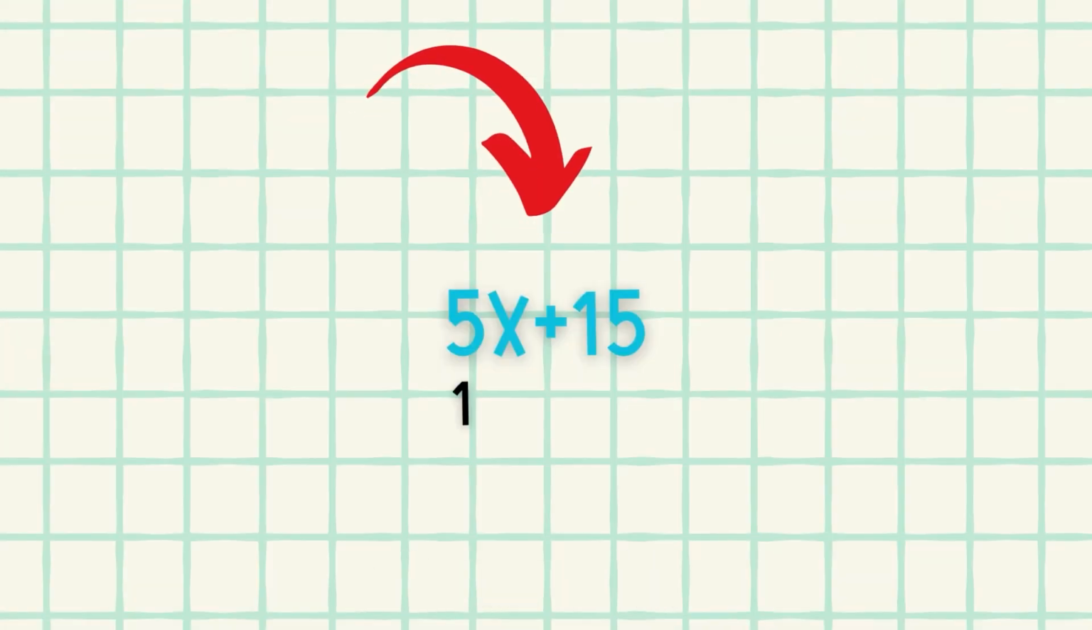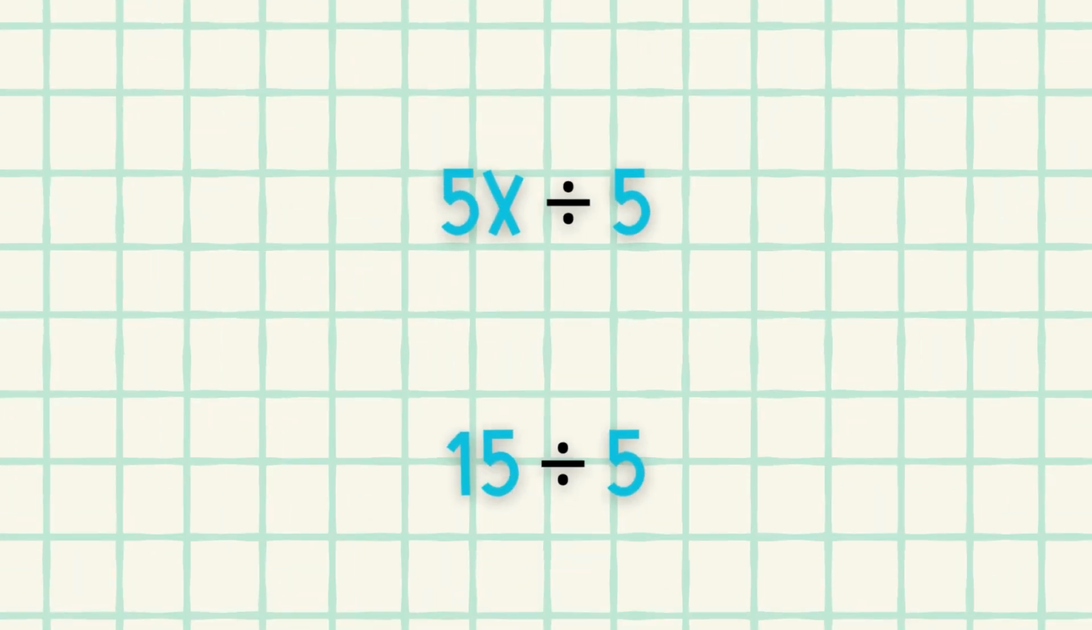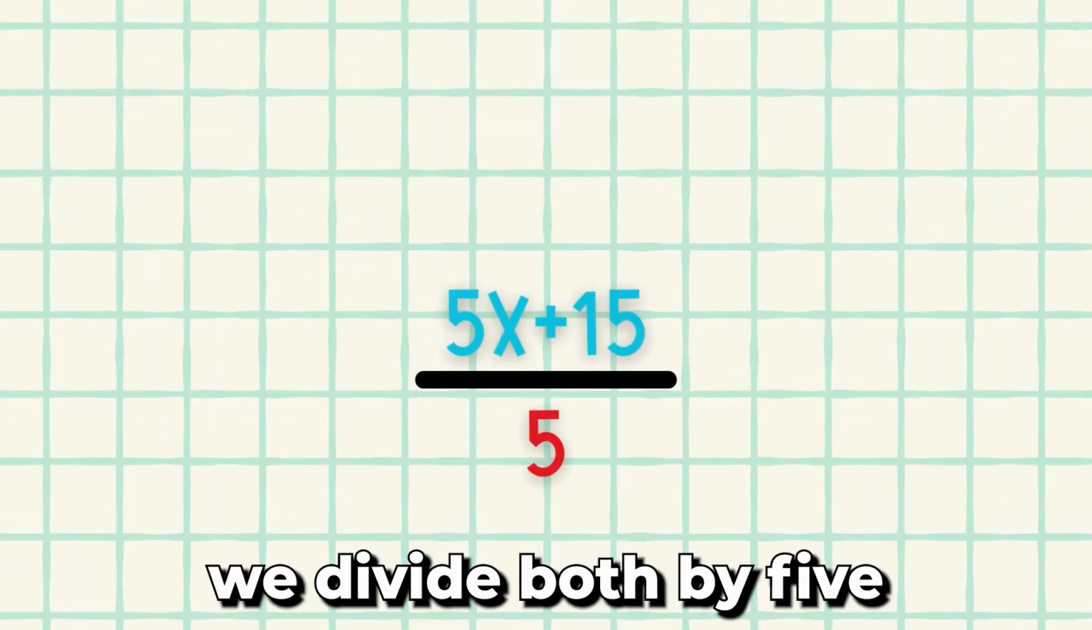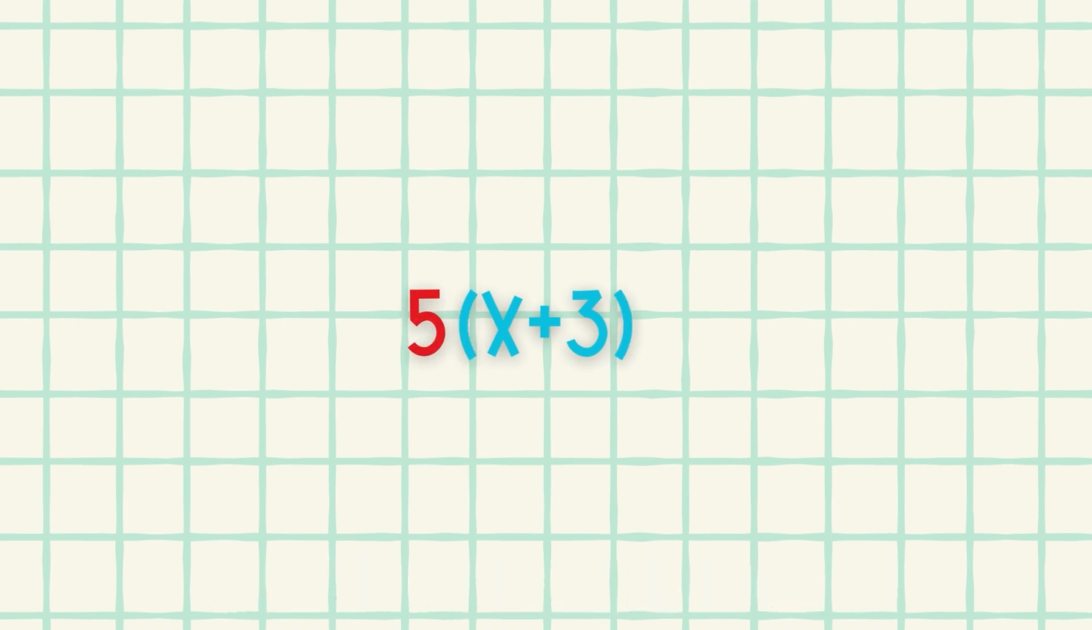To factor things with more than one term, we have to find which factors the terms share. 5x and 15 both share the factor 5. We divide both by 5 and then put it outside of the parentheses. If we were to remultiply this out, we just multiply 5 with both terms, x and 3, and end up with 5x plus 15 again.